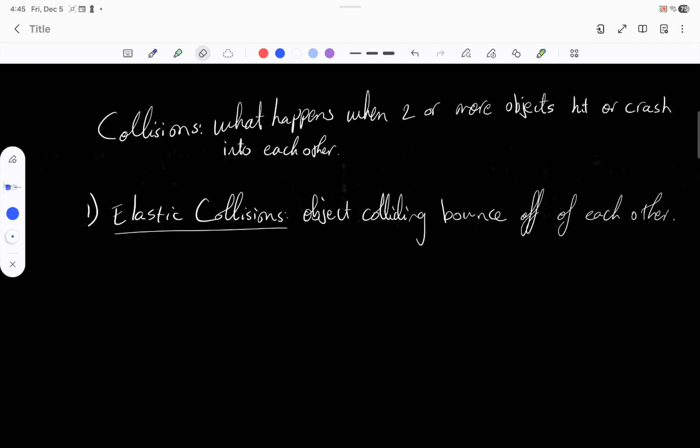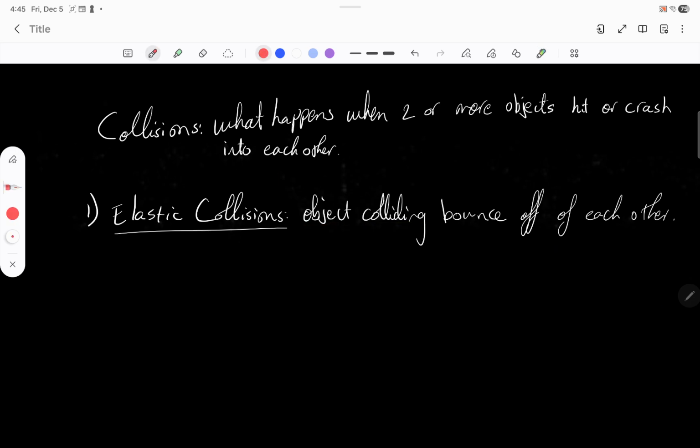So first of all, what is a collision? It is basically what happens when two or more objects hit or crash into each other. And what this means is there are two types of collisions, and the first one is written right here. Elastic collisions are when the objects colliding bounce off of each other.